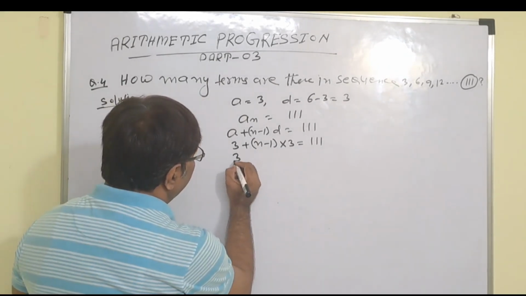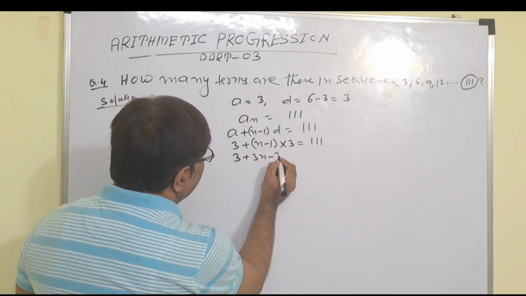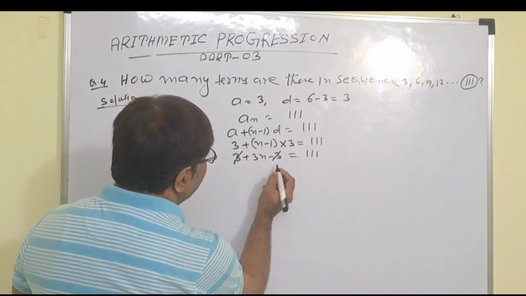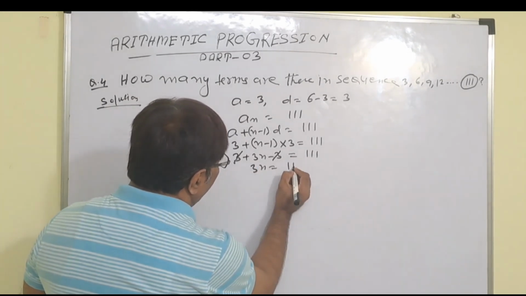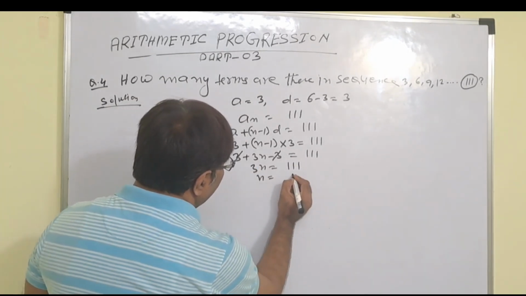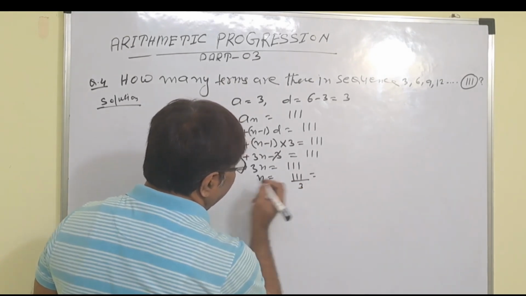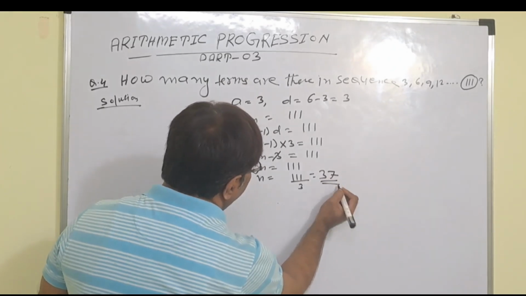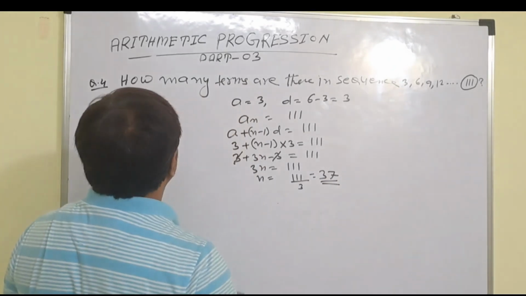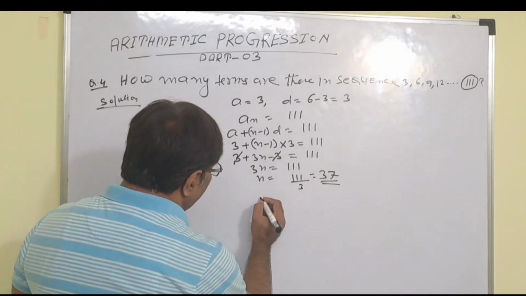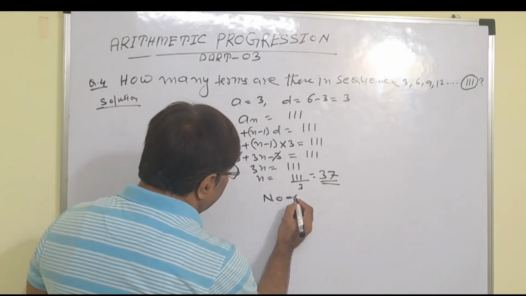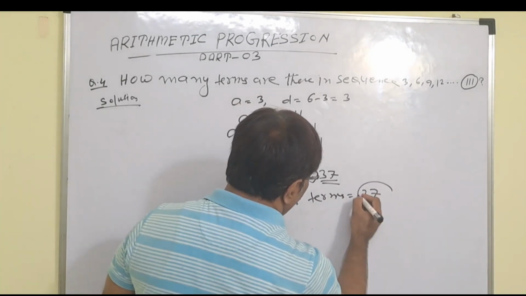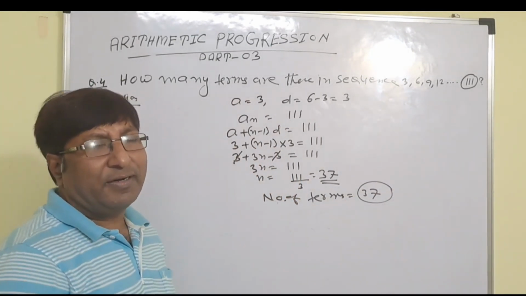When we solve this, 3 plus 3n minus 3 equals 111. So the 3 and minus 3 cancel, so 3n equals 111. So n equals 111 by 3. 3 threes are 9, 2 remainder, 21, 3 sevens are 21. So n is 37. So how many terms are there? The number of terms is 37. So our correct answer is that the number of terms equals 37. This is our right answer.